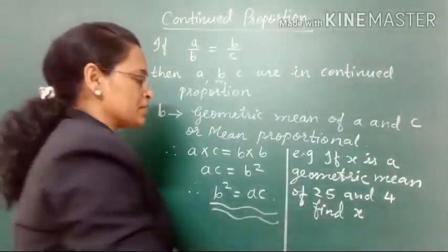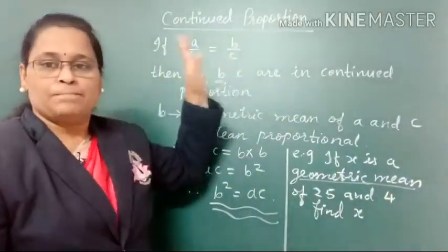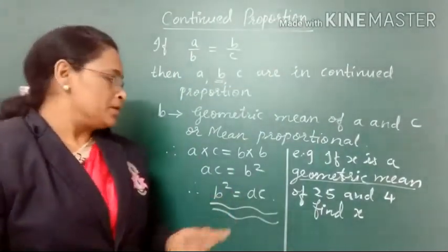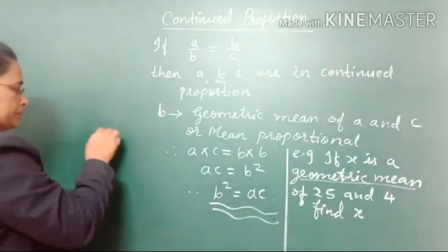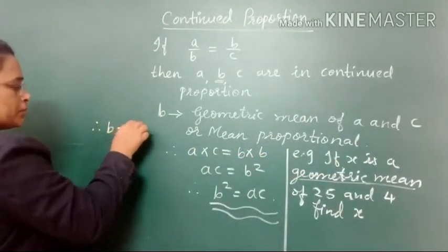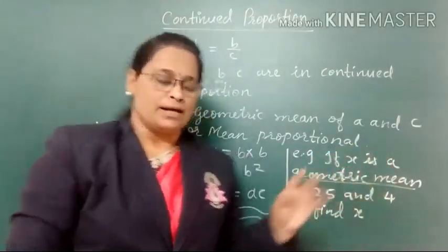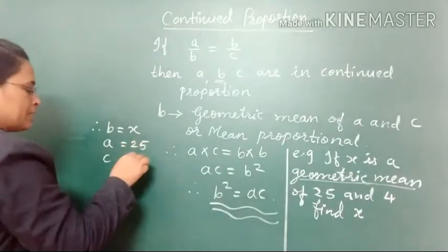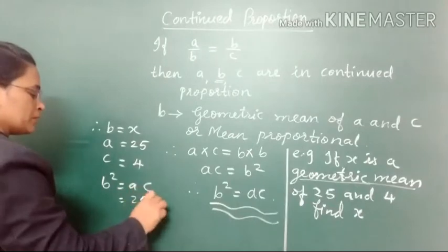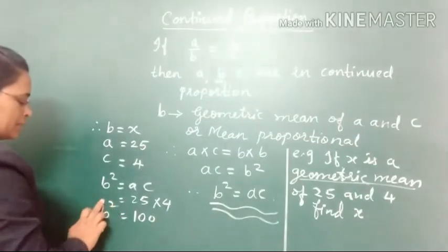So how will you find this? As geometric mean is there, you have to understand that the meaning of that is A is to B is equal to B is to C, or A, B, C are in continued proportion, or B square is equal to AC. So if we substitute, here X is the geometric mean, therefore B is equal to X, and A and C are the remaining numbers. Let's consider A is equal to 25, C is equal to 4. So B square is equal to AC, that is 25 into 4, which is 100. B square is equal to 100. What is B? That is X.